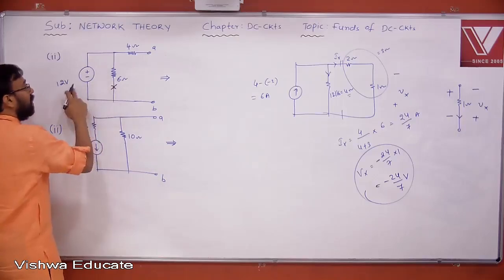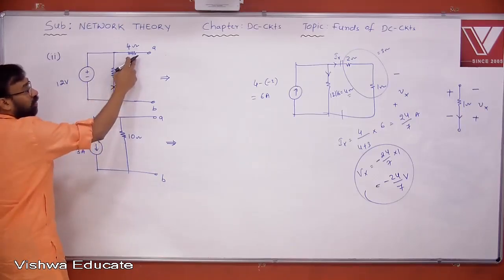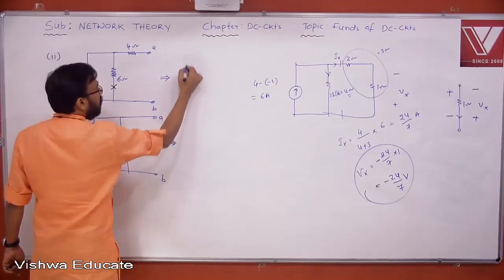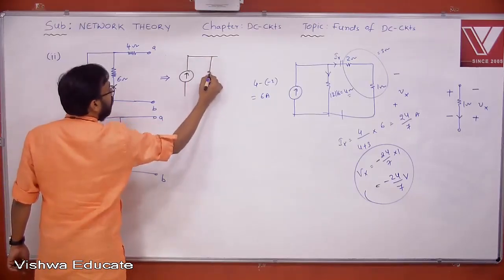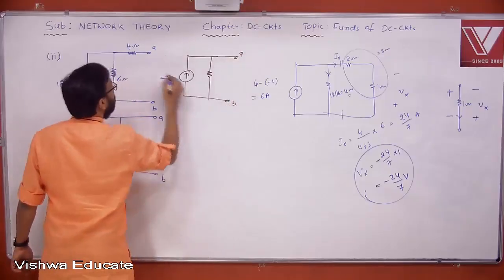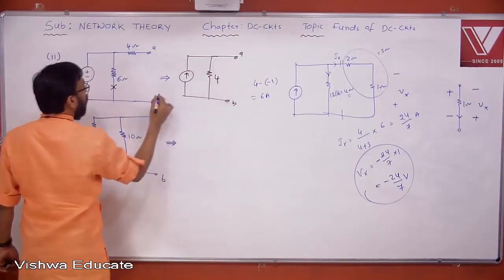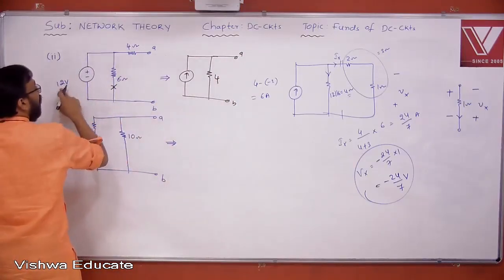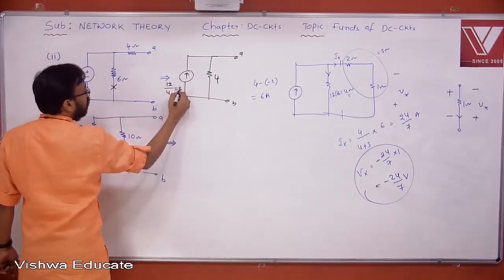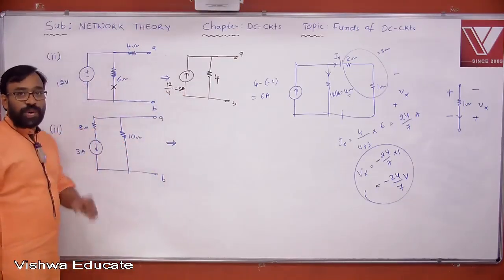If we neglect this, the voltage source is coming in series with 4, so I am now comfortably going for the transformation after neglecting that. Now this is the equivalent I am getting. This is A and this is B. This 4 will come here and this source value will become 12 by 4. 12 by 4 is 3 ampere. You understand, all of you?